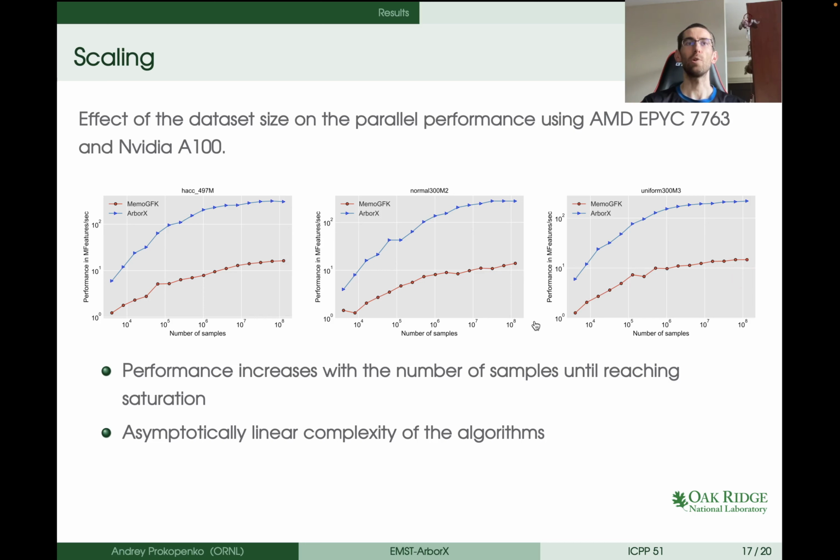As we can see, both the RBREX approach and the MemoGFK approach reach saturation at about 1 million samples, after which they stagnate. The fact that it stagnates and does not drop down means asymptotically linear complexity of the algorithm. We don't have a theory to confirm that. However, in all our practical experiments, that was the case.